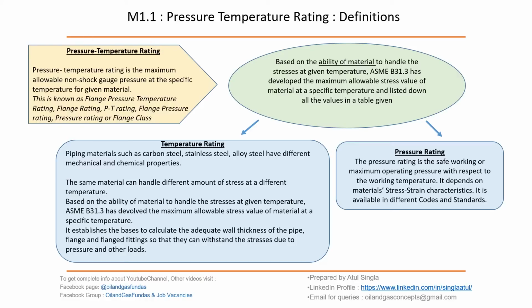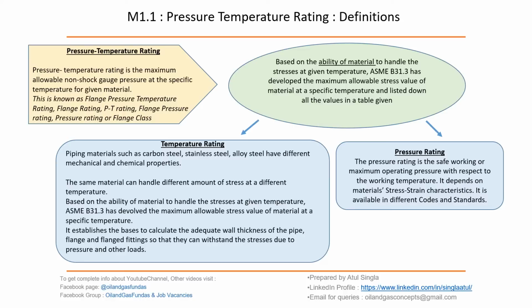So before looking into the definitions, first try to understand based on the ability of the material. Whatever we are going to use, carbon steel, alloy steel, stainless steel, based on its ability to handle the stresses at a given temperature. Okay, now we have covered three things: material, temperature, and pressure. That is just the ability of a material. We are talking about the ability of a material to handle stresses at a given temperature.